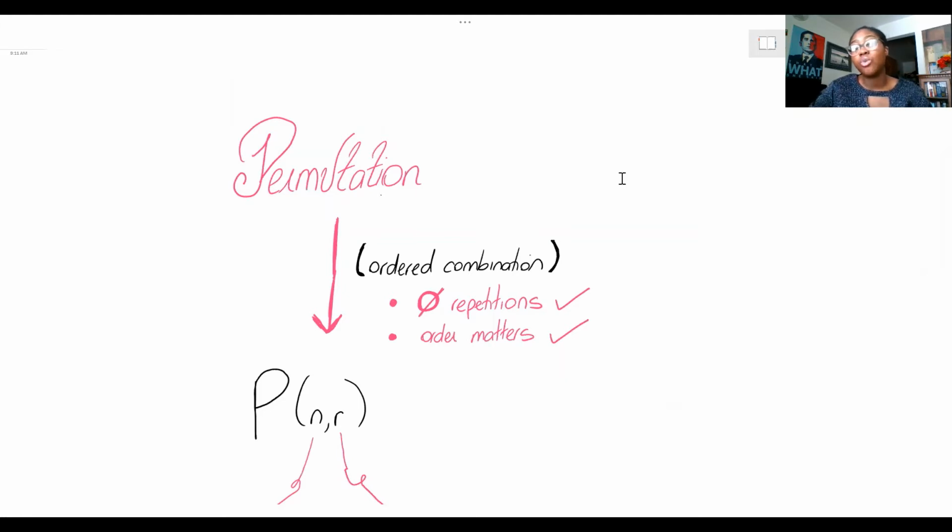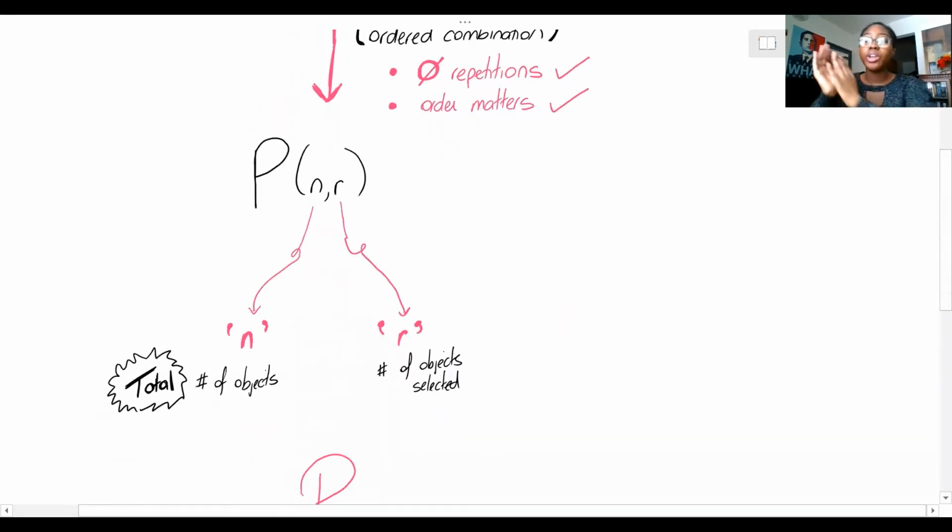Hey everyone, so what we're going to do is dive into the topic of permutation. Now, when we speak of permutation, all we're talking about is an ordered combination, in which we have no repetitions, and this time order does matter.